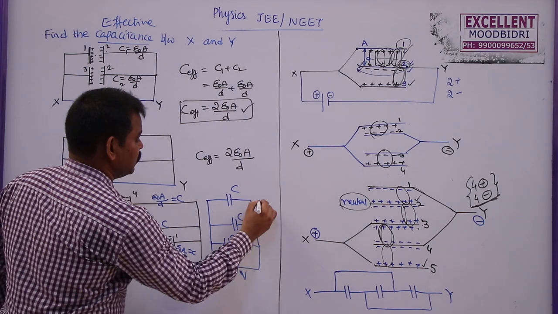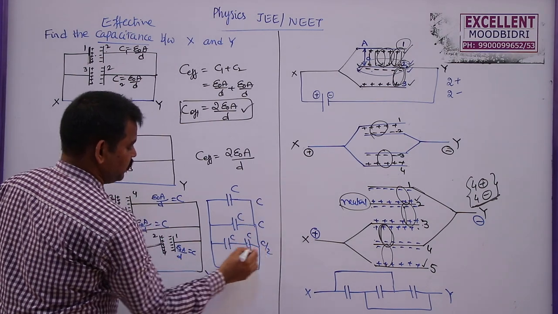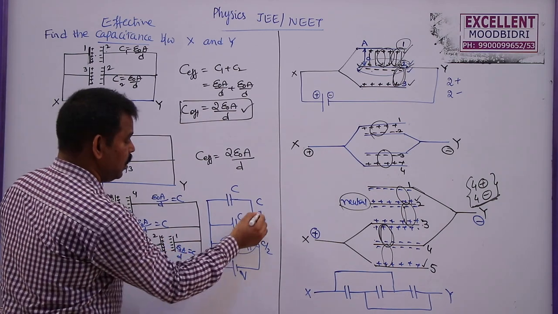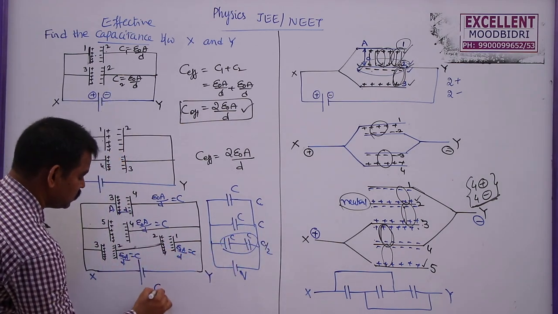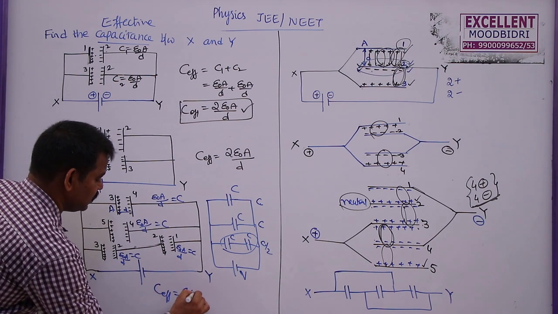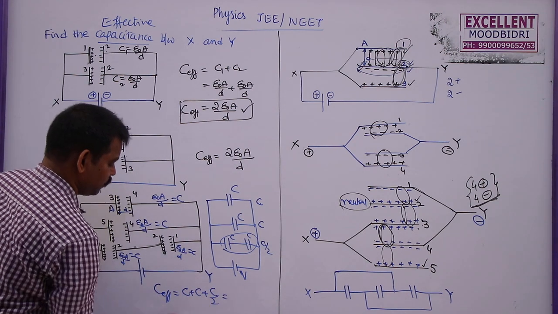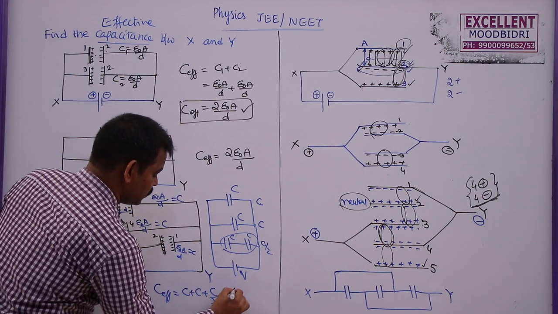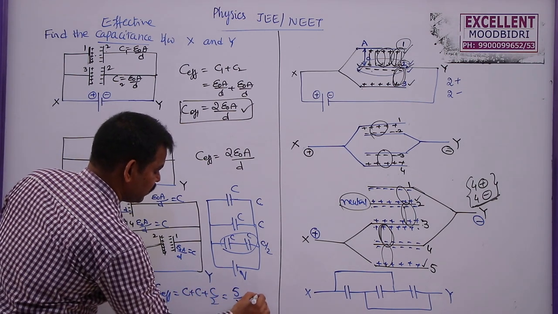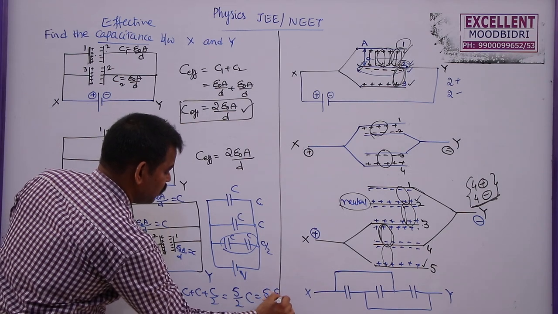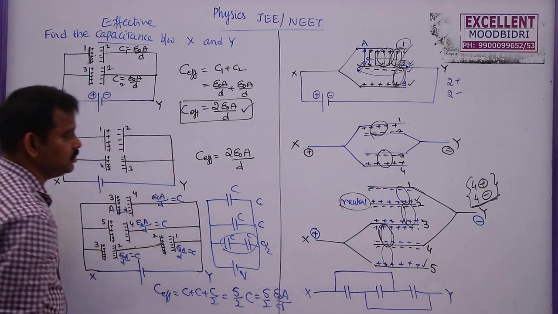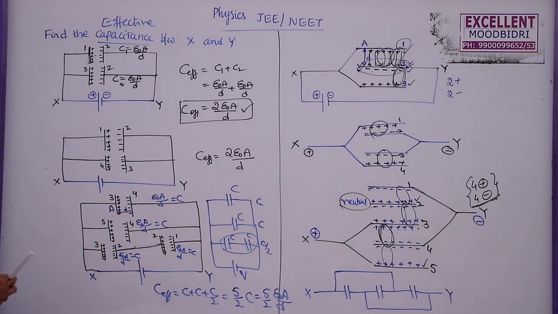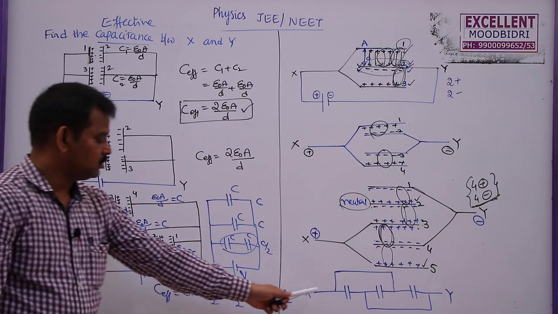This is V. So this is C, C, this is C by 2, as these two are connected in series. C into C by C plus C is C by 2, and all these three are connected in parallel. So C effective is given by C plus C plus C by 2. This is C plus C, 2C and a half, 2 and a half, that is 5 by 2 C, or 5 by 2 epsilon naught A by D, because each plate has an area A and the distance between these two plates is D.